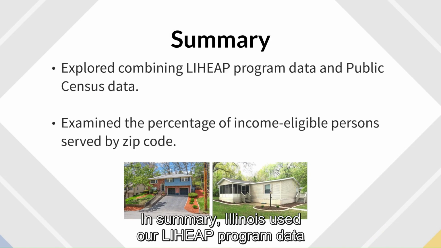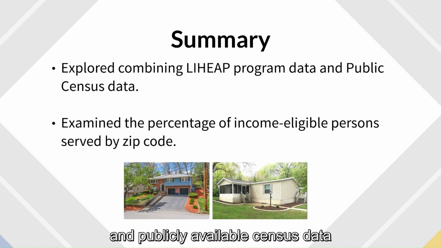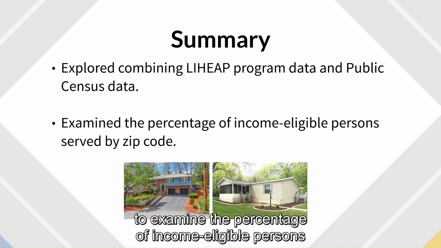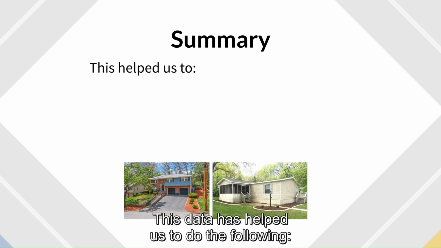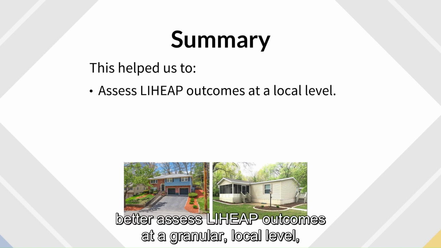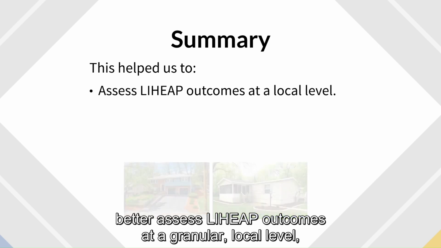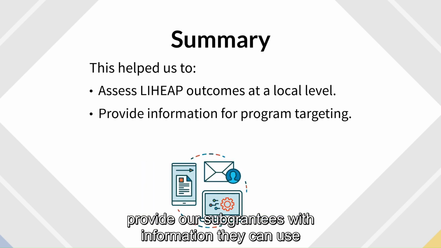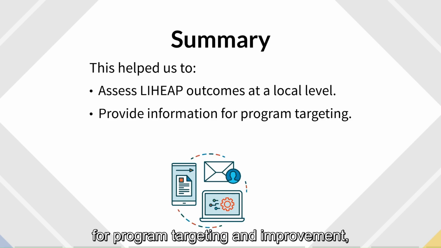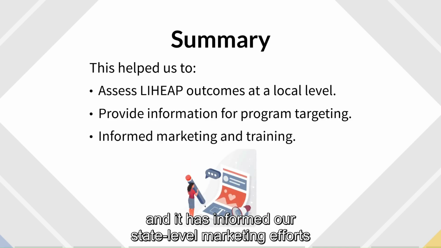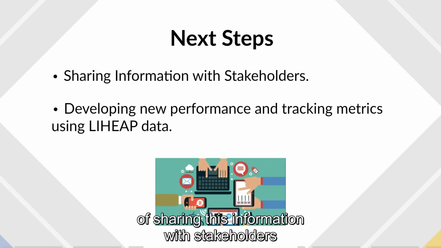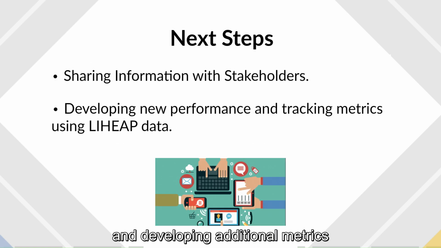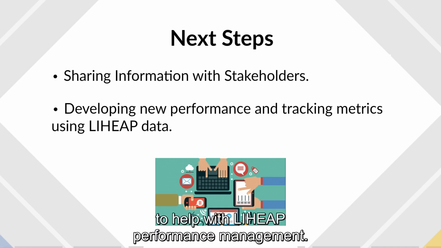In summary, Illinois used our LIHEAP program data and publicly available census data to examine the percentage of income eligible persons served by zip code. This data has helped us to do the following: better assess LIHEAP outcomes at a granular local level, provide our subgrantees with information they can use for program targeting and improvement, and it has informed our state-level marketing efforts and subgrantee training. We are now in the process of sharing this information with stakeholders and developing additional metrics to help with LIHEAP performance management.